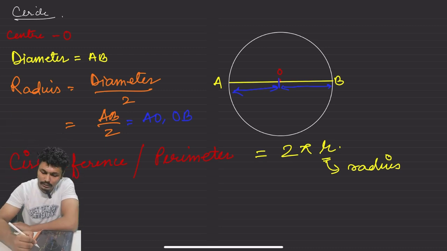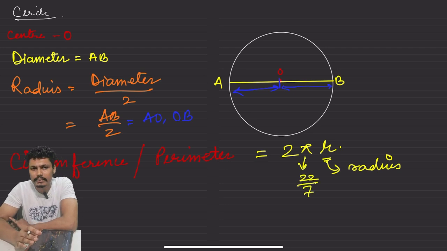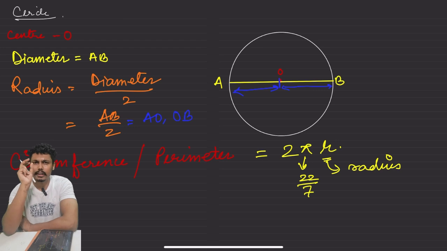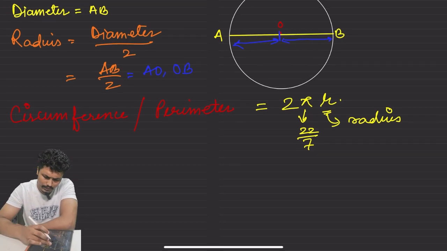r is the radius, and pi is always 22 by 7. It is given in the exercise also. On top of your exercise 12.1 it is written: unless otherwise stated, use pi equal to 22 by 7. So the pi value is always 22 by 7.